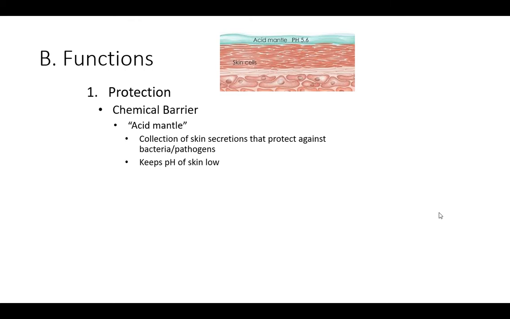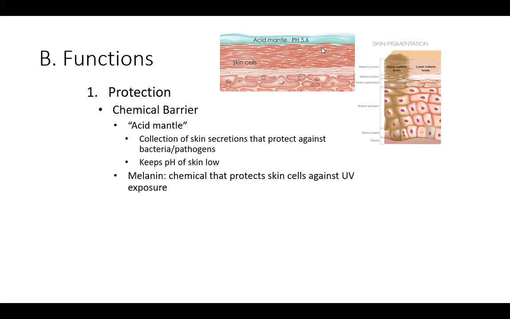You have skin secretions that make the surface of your skin slightly acidic. If you remember the pH scale, 0 to 14, 7 in the middle is relatively neutral. You can see in this diagram, the acid mantle is not making your skin so acidic, but it is dropping the pH slightly. That prevents bacteria and other pathogens from being able to colonize our skin. So by way of the acid mantle, our skin offers a protective chemical barrier.